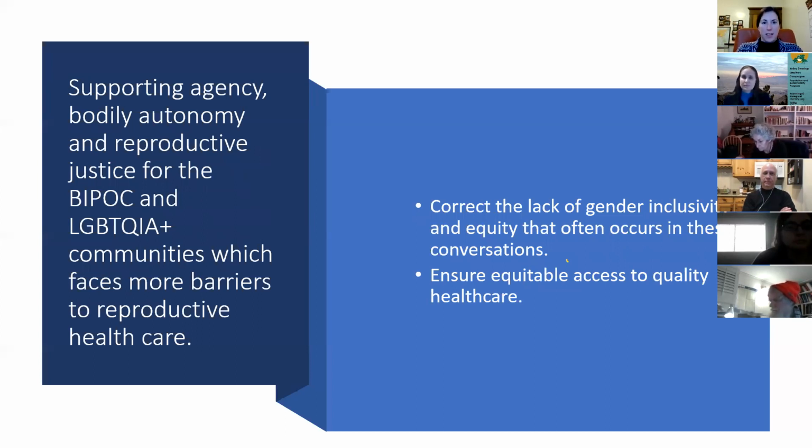We also need to be supporting agency, bodily autonomy, and reproductive justice for the BIPOC and LGBTQIA plus communities, which face more barriers to reproductive health care. And that means correcting the lack of gender inclusivity and equity that often occurs in these conversations and ensuring equitable access to quality healthcare for everyone. So we need to empower and educate people to make their own choices, but we need to recognize there are real barriers in the way, and that not everyone has the same access to care, whether that, again, be things like insurance, transportation, funding.